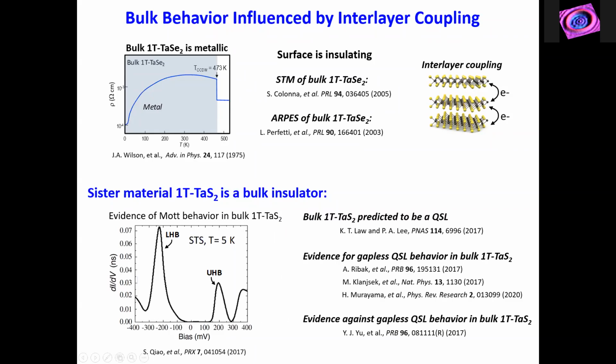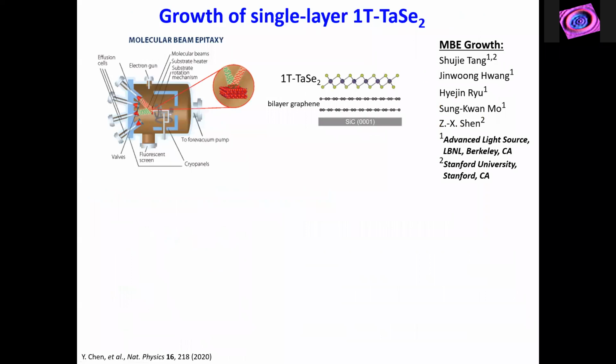And this material, TaS2, has been predicted to be a quantum spin liquid by Patrick Lee and coworkers a few years ago. And in fact, experimentalists have seen evidence for gapless quantum spin liquid in this material. But some people have also seen evidence that goes against the quantum spin liquid interpretation. And once again, the situation is complicated by the interlayer coupling, which really, in my opinion, makes things quite complicated in these materials. And so the obvious thing to do, or at least one obvious thing to do, is to get rid of the interlayer coupling to try to make it a simpler kind of situation. And so that's the path that we decided to go down.